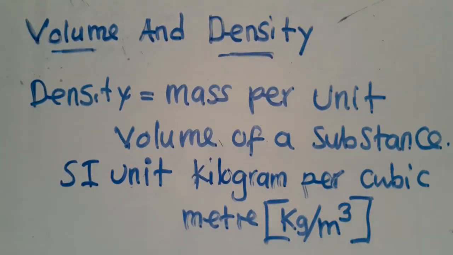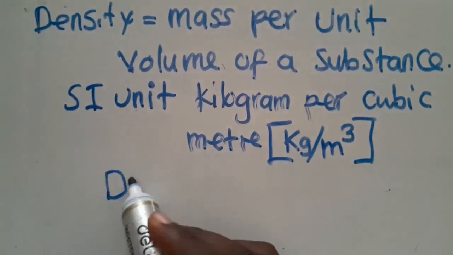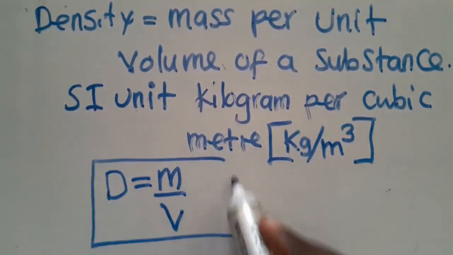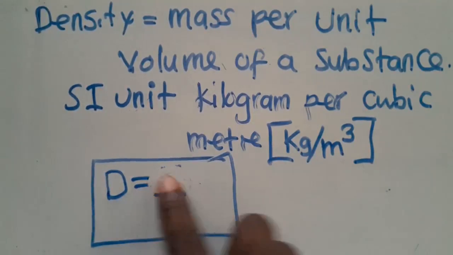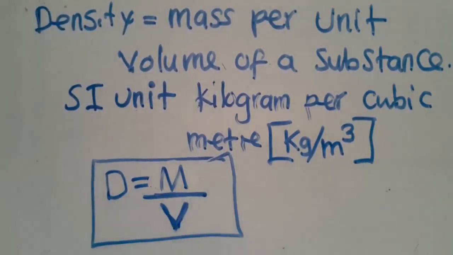Density is calculated by using this formula. Once I give you the formula, you are able to gather the work and do the needful. Density is equal to mass over volume. This is the formula you need to know. Density is equal to mass over volume. This is how we calculate density.